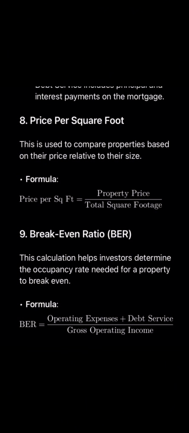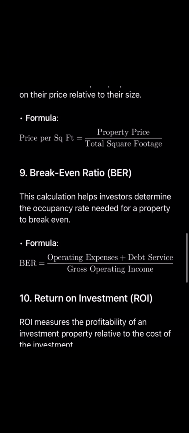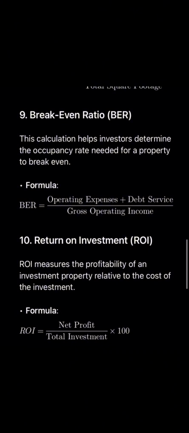9. Break-even ratio, BER. This calculation helps investors determine the occupancy rate needed for a property to break even. BER = (operating expenses + debt service) / gross operating income.